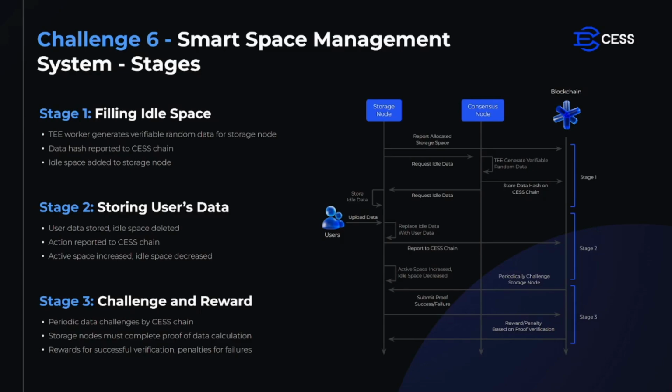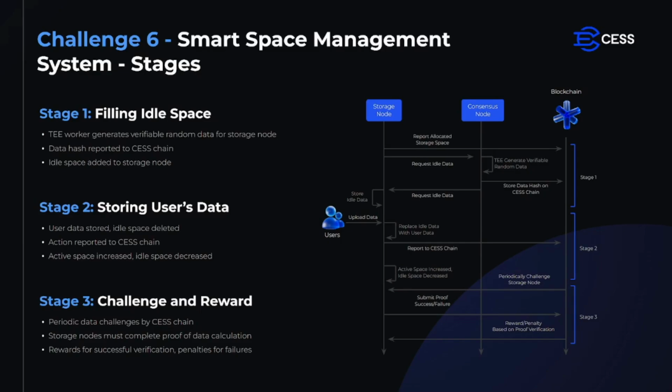Stage 2 is storing users' data. When a user uploads a file, the storage node replaces the previously generated idle data with new user data. This transition from idle data to user data is reported back to the CESS blockchain, and the storage node updates its storage information accordingly. This ensures that the space previously occupied by idle data is now actively used for storing user content.